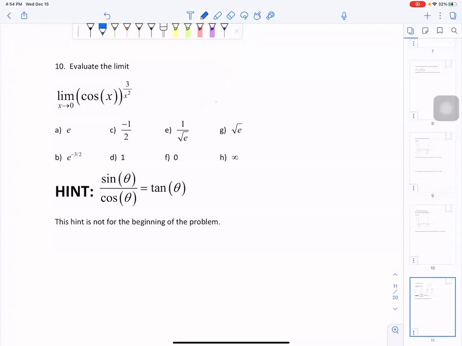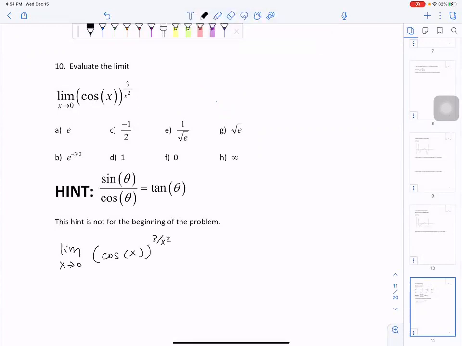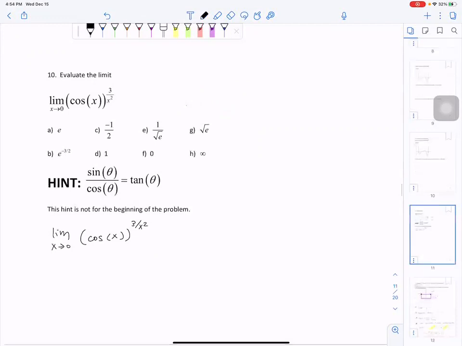Ignore that. We have a limit of this. First thing we do is plug in 0. So cosine x to the 3/x squared. Plug in 0, but if you plug in 0, you get a divide by 0 error. You can't do 3/0. So we need another way to write this limit. In previous questions, maybe we would have done, or this was involved in finding how many digits a number has?